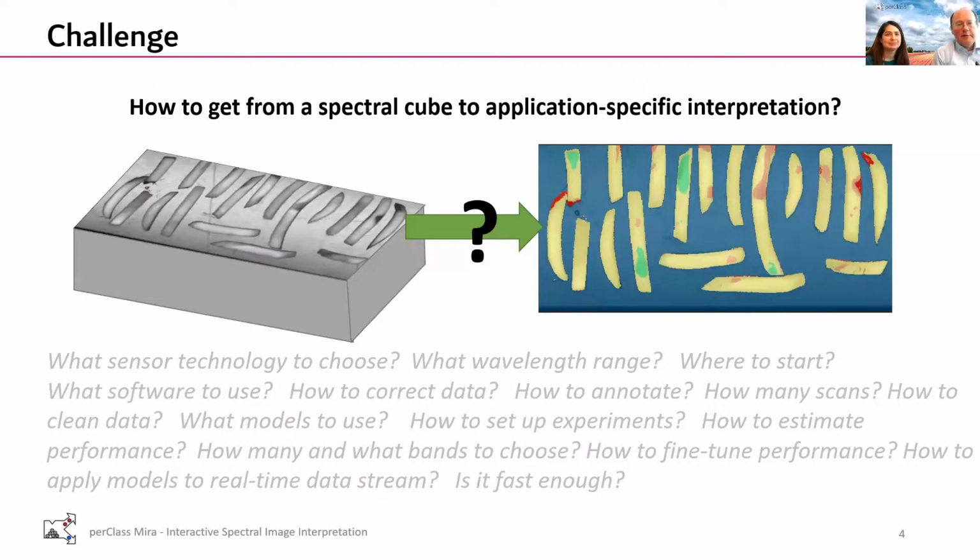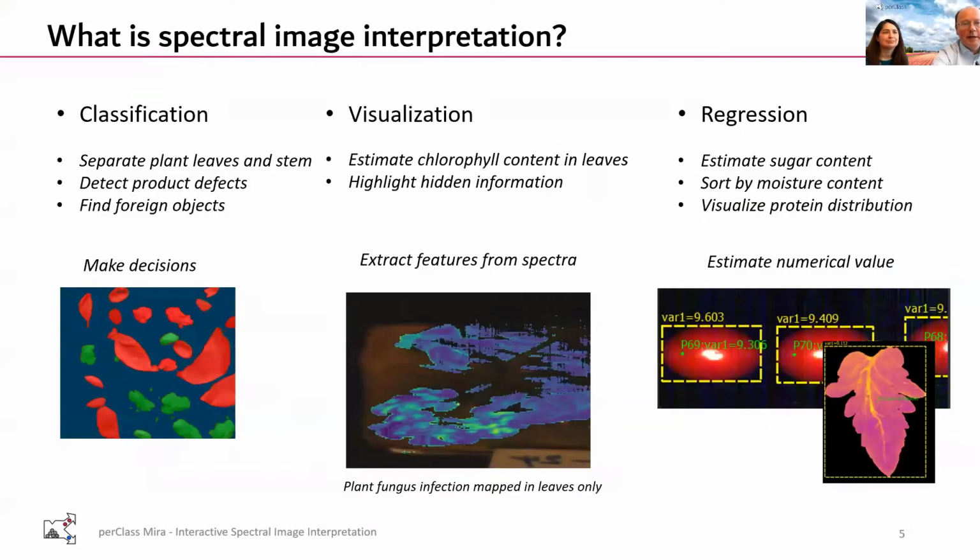So for us, the major question we are addressing here is, if you have spectral cubes in your own specific domain, it can be, let's say, a grading application, food quality application, plant phenotyping application, then there are many questions that you need to address if you want to go from the cube to the interpretation. That starts with what sensor technology you really want to use, what wavelength range is important for your application, how you correct the data, how you annotate, how you learn from this data, different statistical models, and how to set up experiments, and how to actually get something meaningful. That's what we are trying to address here.